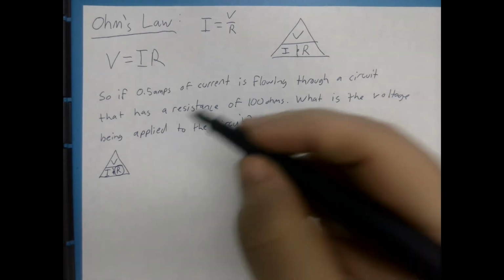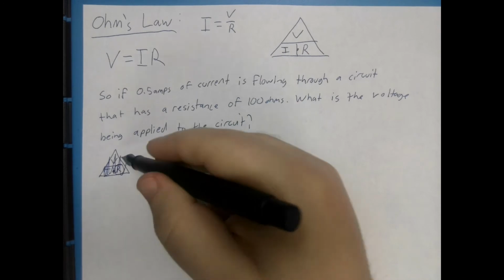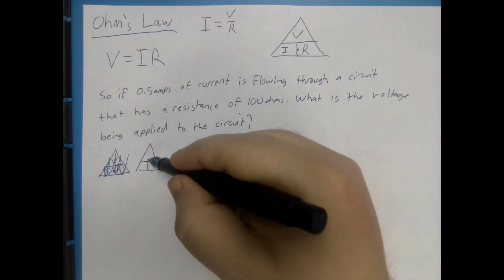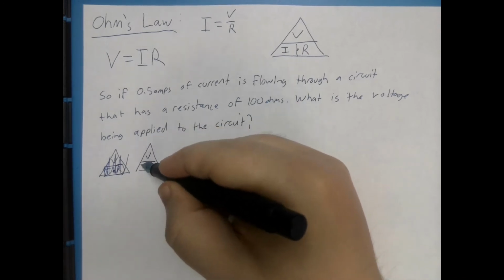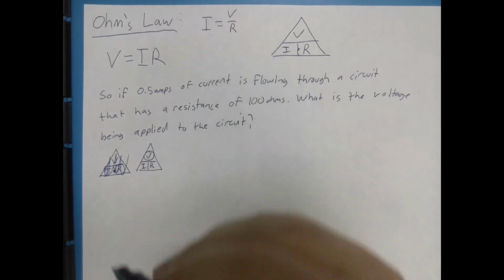We're solving for voltage. Voltage is equal to current times resistance.